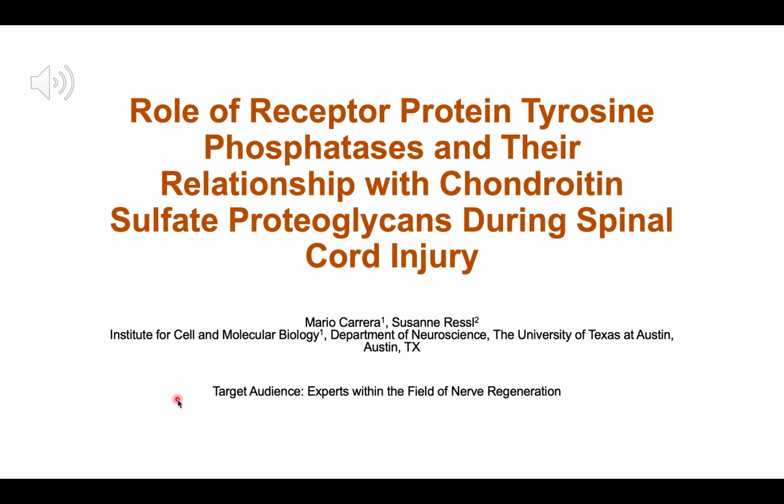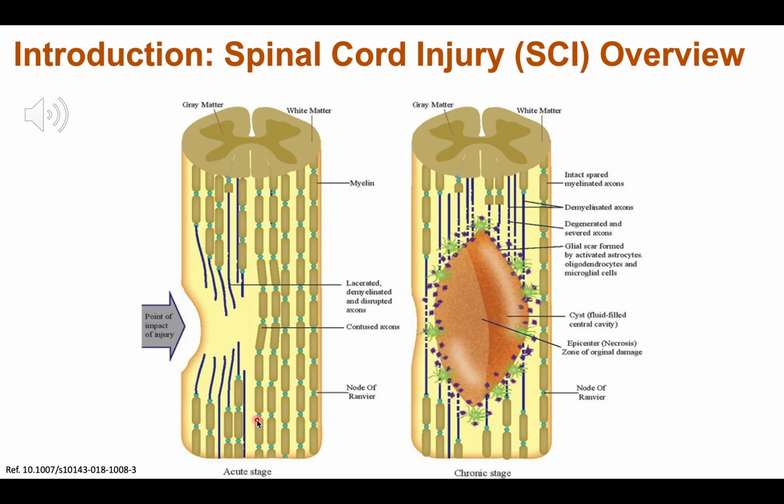Poster titled Role of Receptor Protein Tyrosine Phosphatases and Their Relationship with Chondroitin Sulfate Proteoglycans During Spinal Cord Injury, and my target audience will be experts within the field of nerve regeneration. As part of the introduction, I would like to go over the basic elements of spinal cord injury.